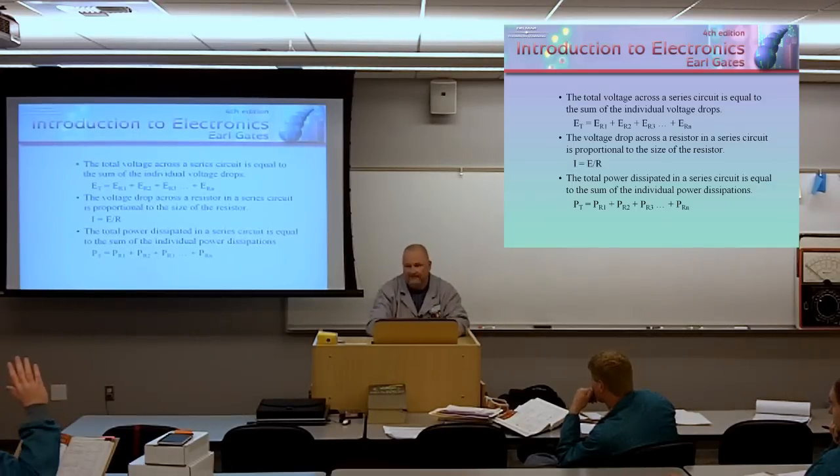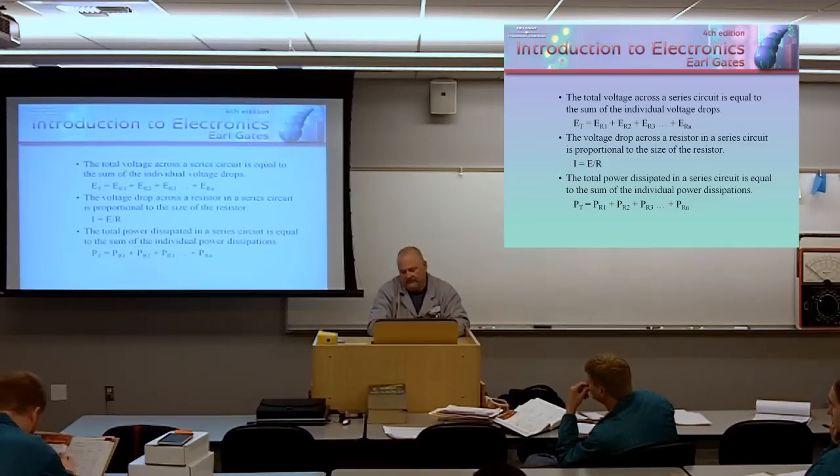Make sense? In the book, it says ET is equal to ER1, equal to ER2, equal to ER3. It's a mistake. That's for parallel. You sure that's not parallel you're looking at? Total voltage across the series circuit. Typo. Typo.